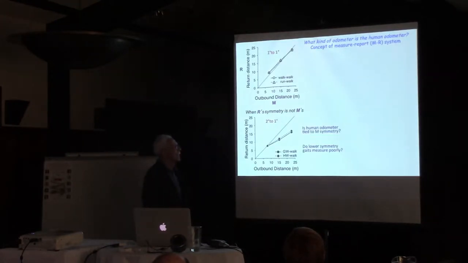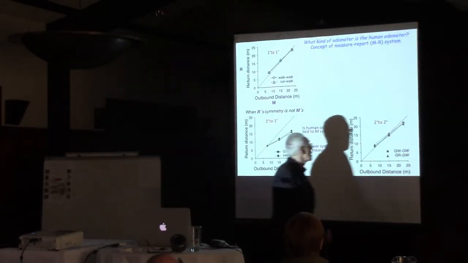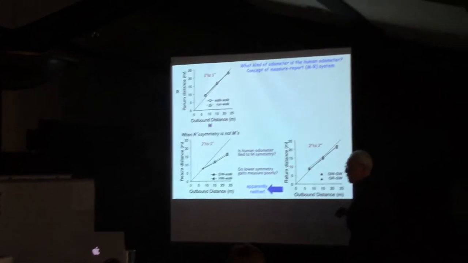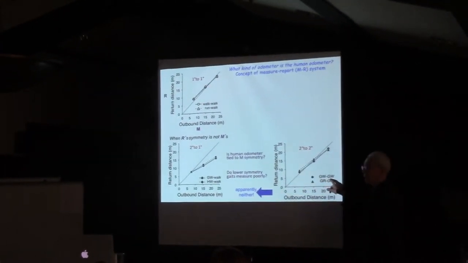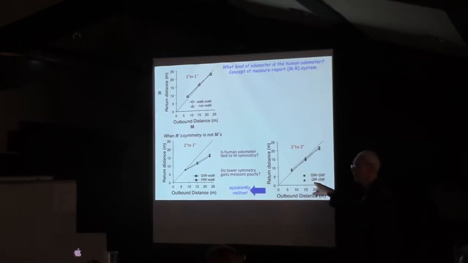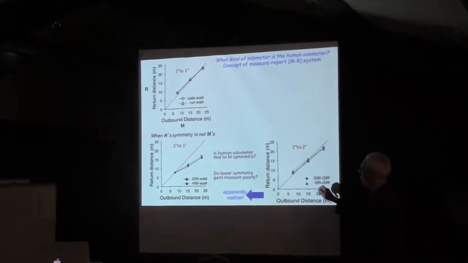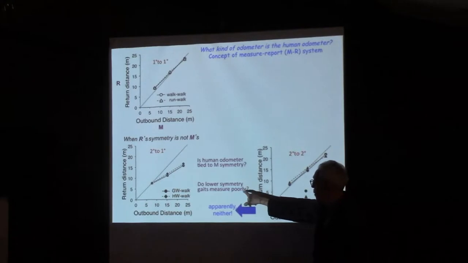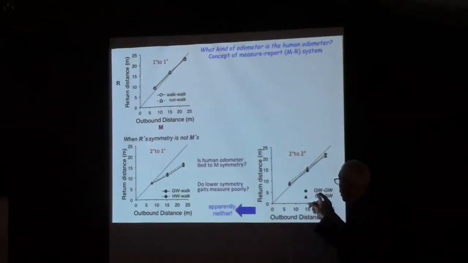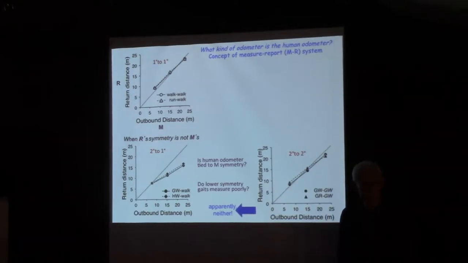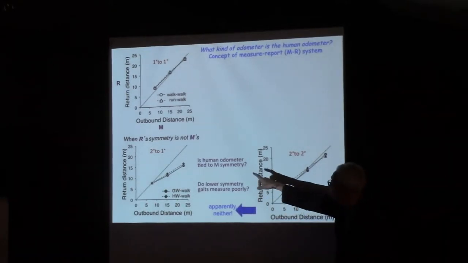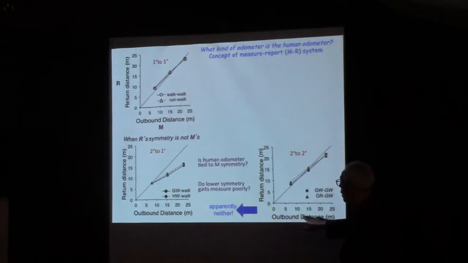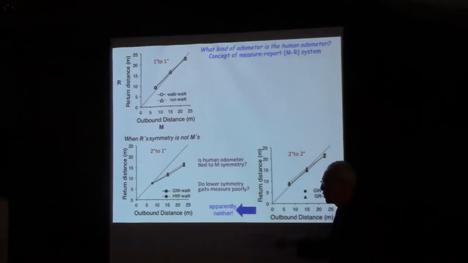Is human odometry tied to measure symmetry? Do lower symmetry gaits measure poorly? These are the kinds of questions. So look here. Suppose we go to gallop walk as measure, gallop walk as report, versus gallop run as measure, gallop walk as report. So look at the question. Is human odometry tied to the measure symmetry? Do lower symmetry gaits measure poorly? Apparently not. These are lower symmetry gaits. Is human odometry tied to measure distance? Yes. So these are second order gaits.